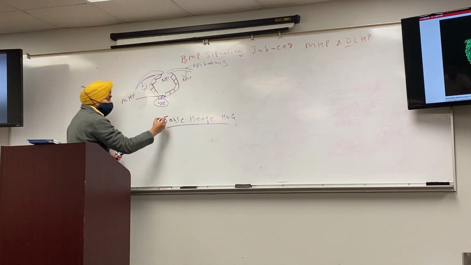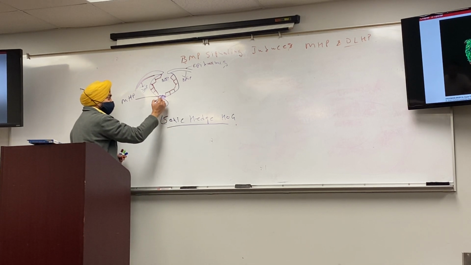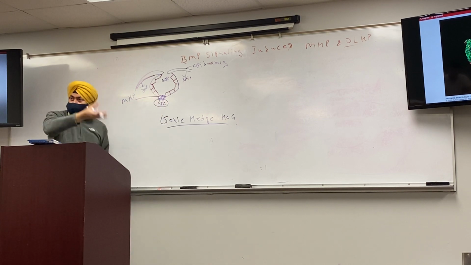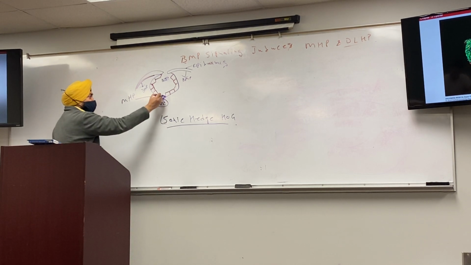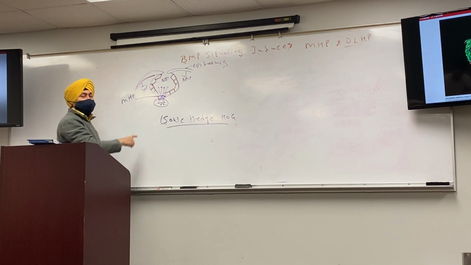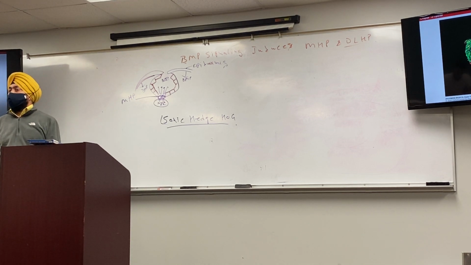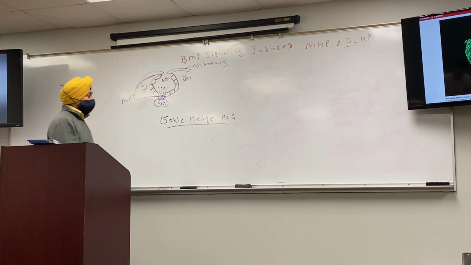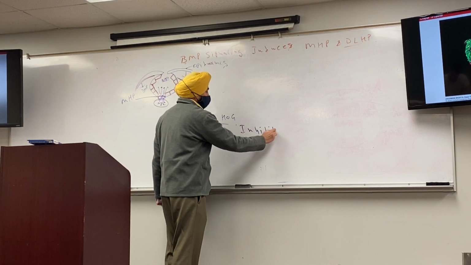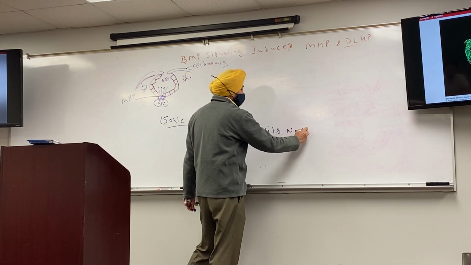Because of this sonic hedgehog, which is secreted here, these cells are in direct contact and directly getting the Noggin. But the sonic hedgehog which is made here is actually inhibiting the Noggin. So sonic hedgehog inhibits Noggin.